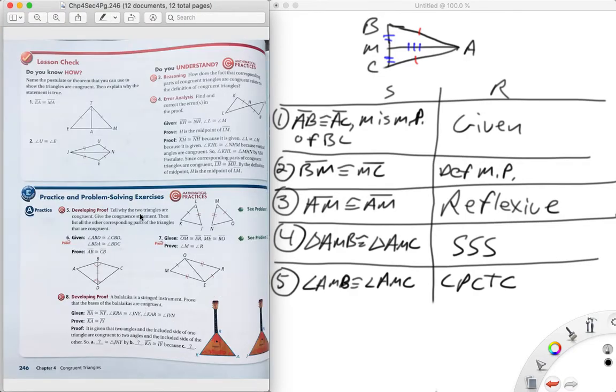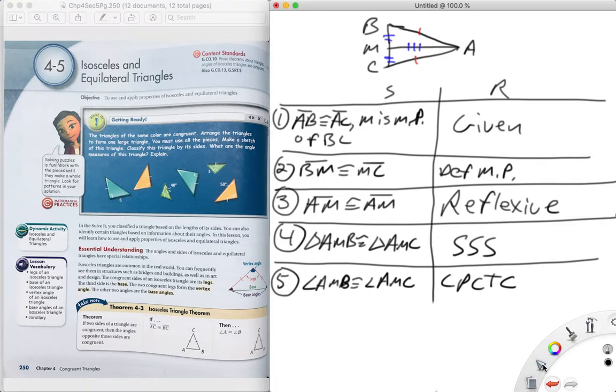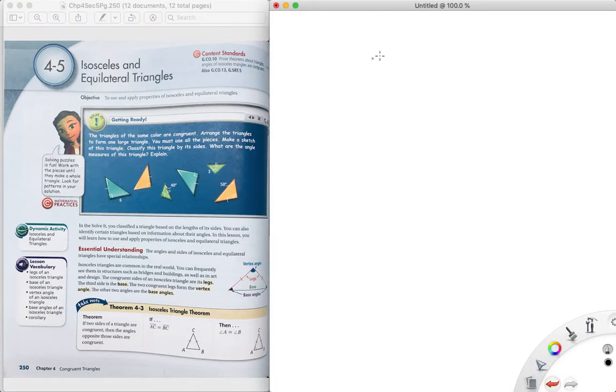Okay, so that's 4-4. Now 4-5: isosceles and equilateral triangles. There are 1, 2, 3, 4, 5 theorems in this one. Alright, so we have an isosceles triangle.